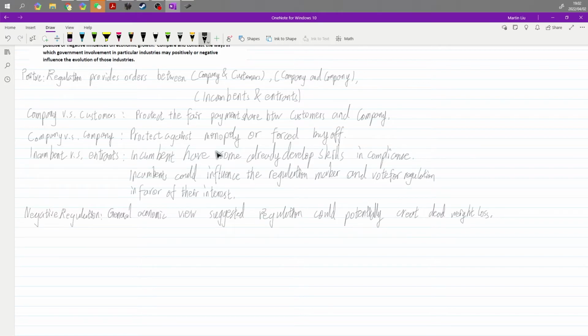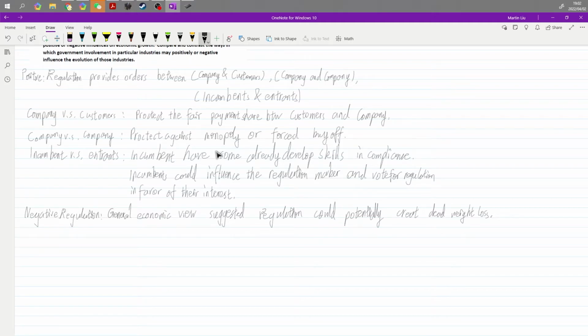Well, that's most of the general economic view on regulation and on the policy the government is making. So back to the more micro scale: what other potential influence, maybe good or maybe bad, could regulation be providing for the entire industry?